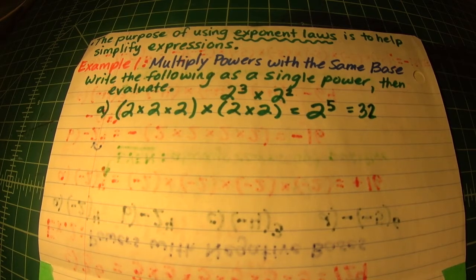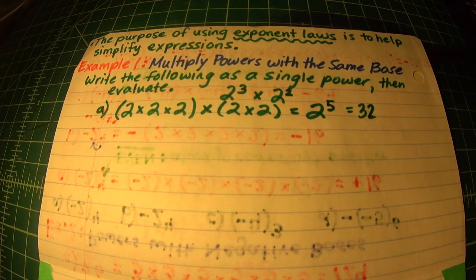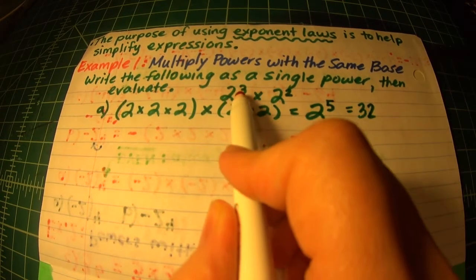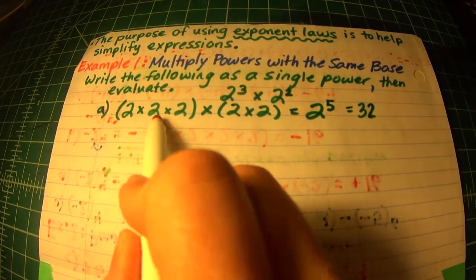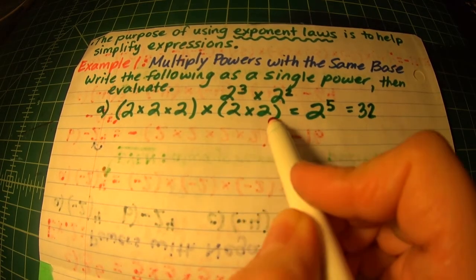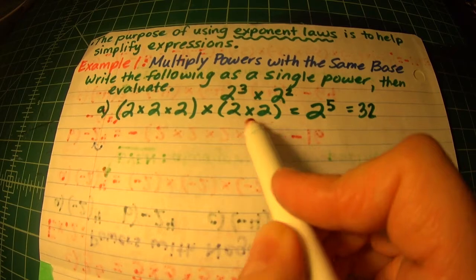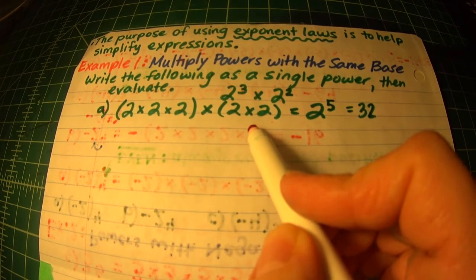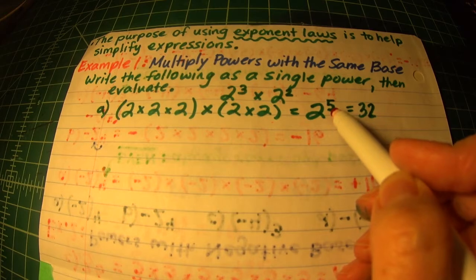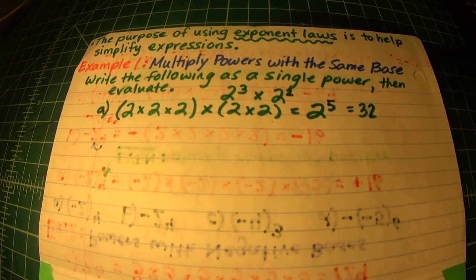So the shortcut, my exponent law. How did I get this to a single power? Well, if you look closely here, all I've actually done is I've added my exponents, because this 3 showed me to repeat the 2 three times. This 2 showed me to repeat it twice, and then I just totaled it up. I counted all of these 2's. So all I did was 3 plus 2 gives me 5. So that is my first exponent law.